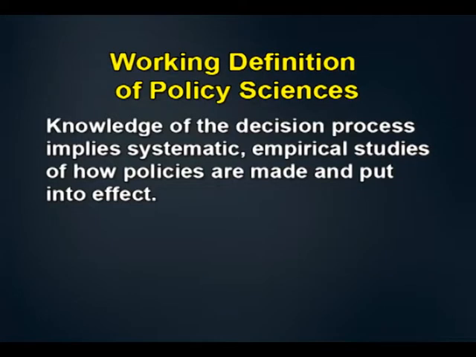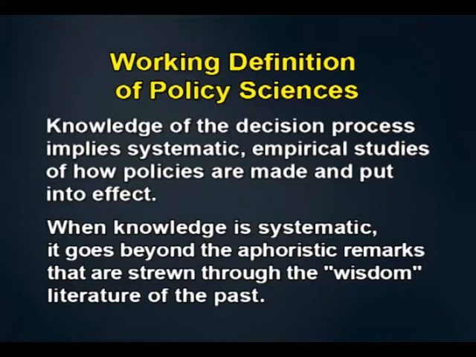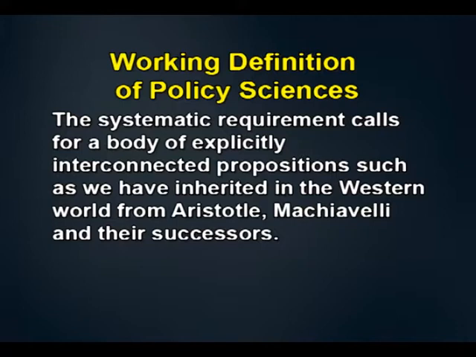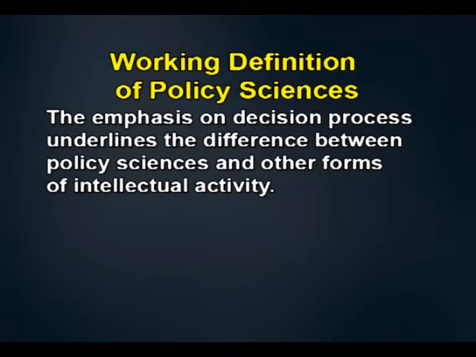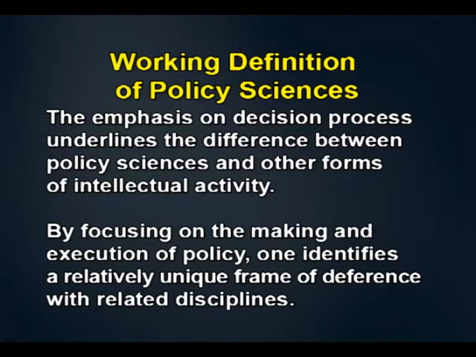As a working definition, we can say that policy sciences are concerned with knowledge of the decision processes of the public and civic order. Knowledge of the decision process implies systematic empirical studies of how policies are made and put into effect. When knowledge is systematic, it goes beyond the aphoristic remarks that are strewn through the wisdom literature of the past. The systematic requirement calls for a body of explicitly interconnected propositions, such as we have inherited in the Western world from Aristotle, Machiavelli, and their successors. The emphasis on decision process underlines the difference between policy sciences and other forms of intellectual activity. By focusing on the making and execution of policy, one identifies a relatively unique frame of reference within related disciplines.